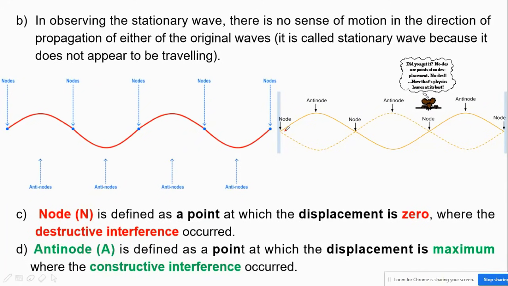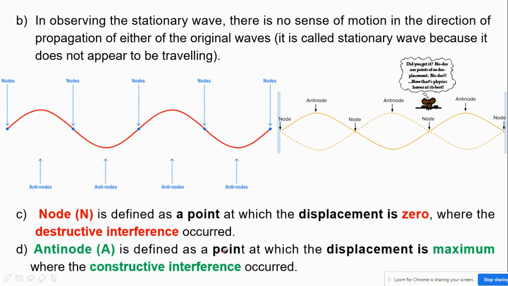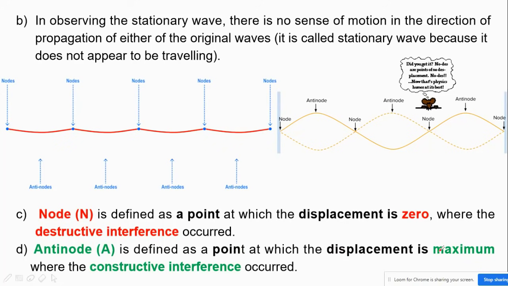So here are the points of nodes. For the antinodes, it is defined as a point at which the displacement is maximum, where the constructive interference occurs. So here are the antinodes.